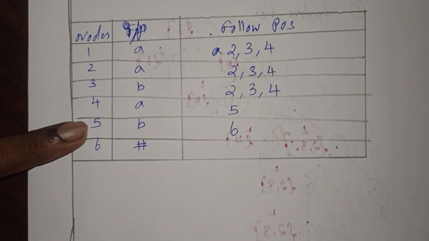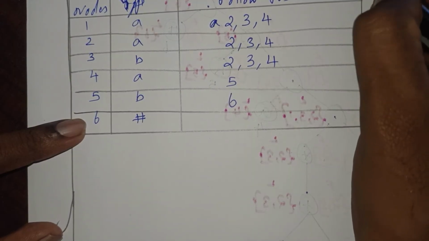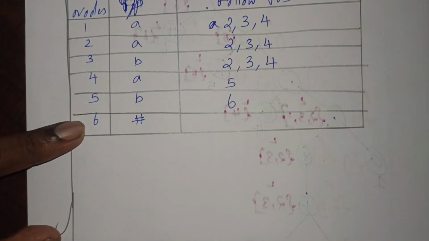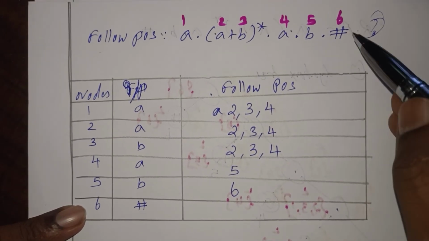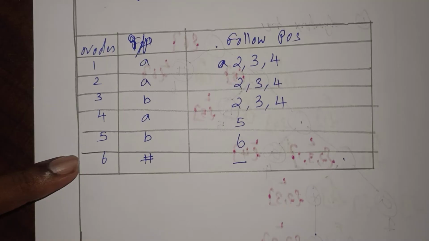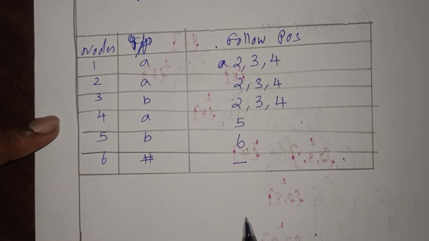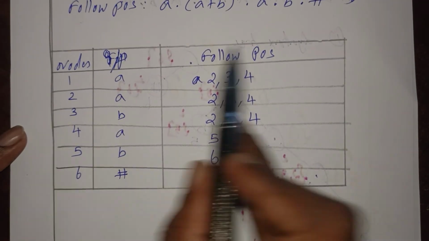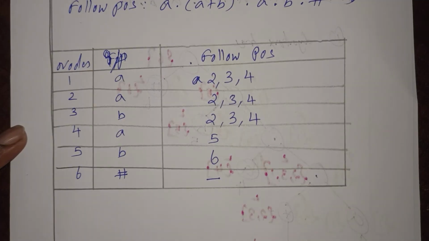So what is the follow position of 6? After 6, that is hash, we have nothing. So after 6, you can see we have nothing. So what I'm going to do here, it is infinity. Sorry, it is not infinity, it is null. It is not going to travel anywhere. Now I'm going to draw for this particular table. I'm going to draw a DFA.